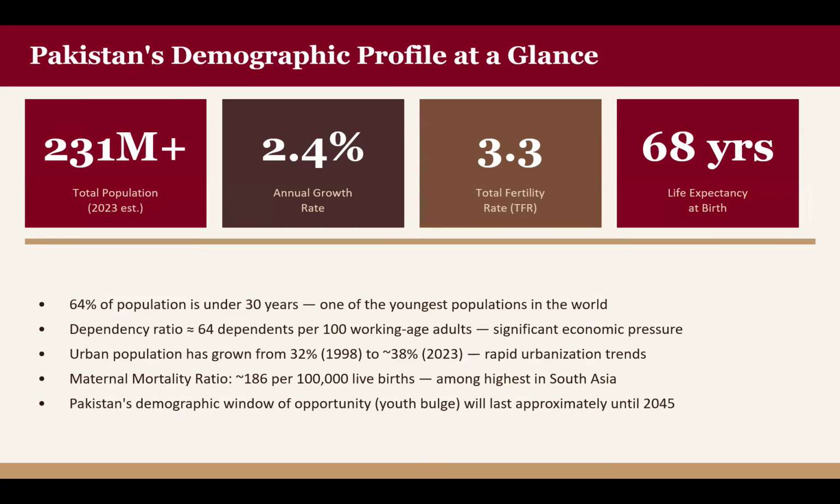Pakistan's demographic profile at a glance: there are about 240 million people in Pakistan. The annual growth rate is 2.4%, the total fertility rate is 3.3, and life expectancy at birth is 68 years. 64% of the population is under 30, one of the youngest populations in the world. Dependency ratio: 64 dependents per 100 working age adults, significant economic pressure. Urban population has grown from 32% to 38%, and rapid urbanization trends are being seen. Maternal mortality ratio is 186 per 100,000 live births, which is the highest in South Asia.